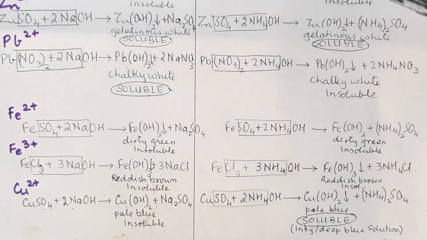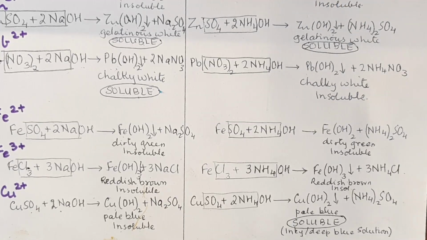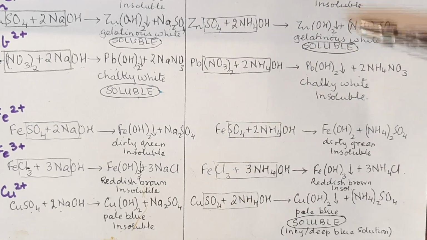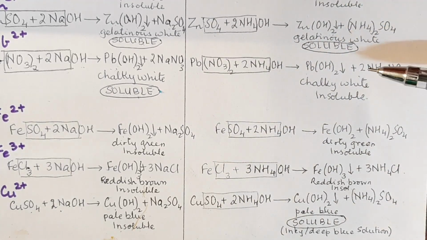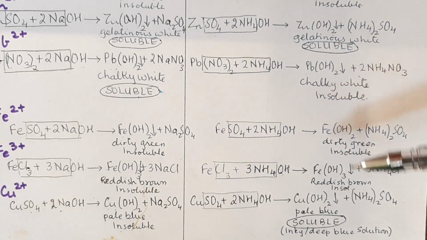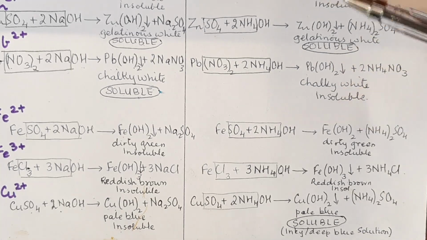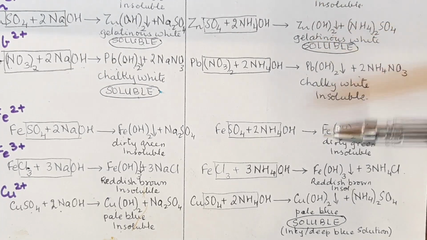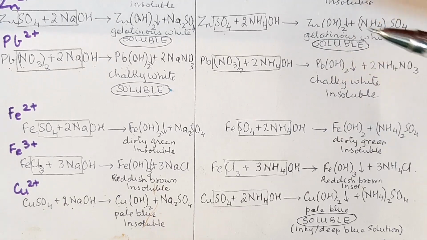I hope you have understood how analytical chemistry uses sodium hydroxide and ammonium hydroxide solutions to detect the cations because of the characteristic colors of the precipitate and their solubilities in excess of sodium hydroxide or ammonium hydroxide. So I hope you have understood this particular part of analytical chemistry, and we will be able to answer the questions based on this a little later in my other video.